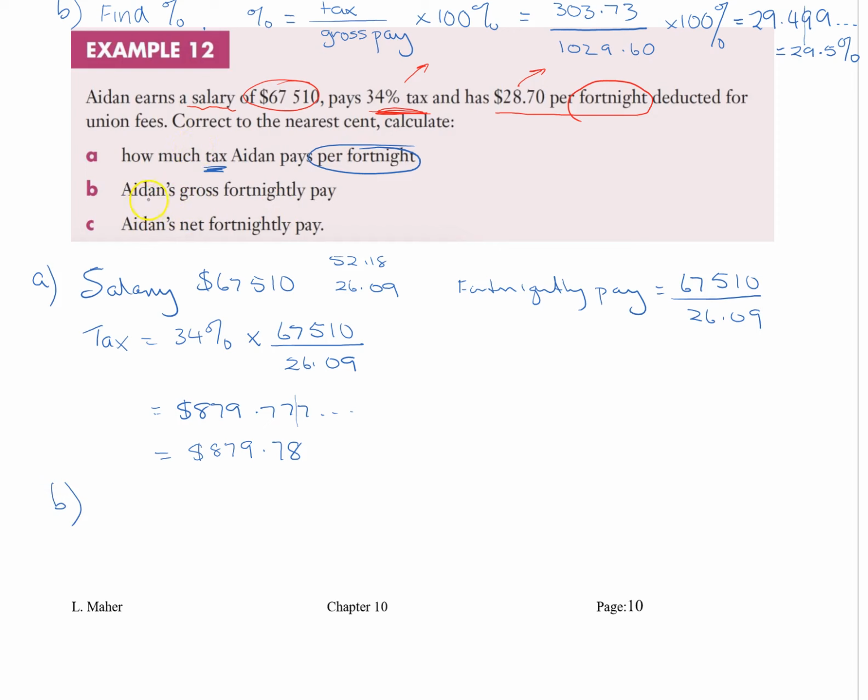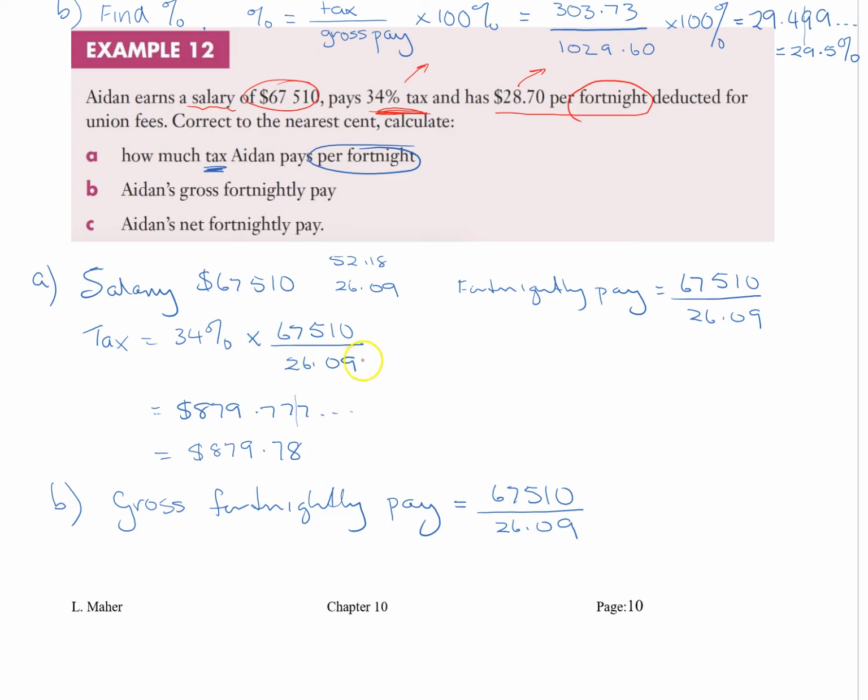Let's move on to B. It's asking us to find Aidan's gross fortnightly pay. Gross fortnightly pay. Now, we know that a salary is 52.18 weeks or 26.09 fortnights. So the gross fortnightly pay is his salary, 67510, divided by this 26.09.